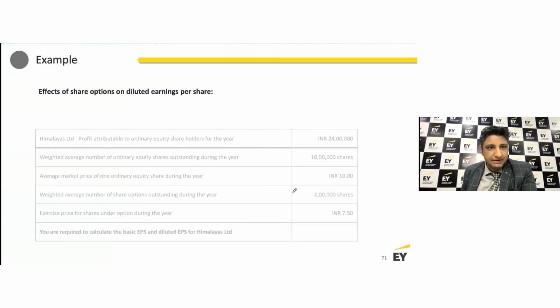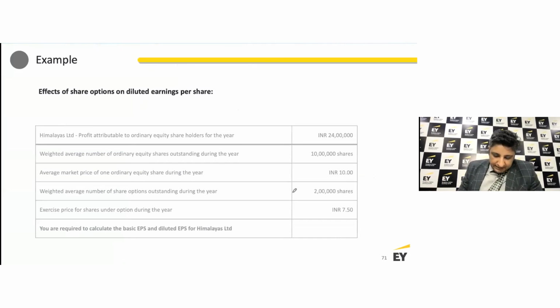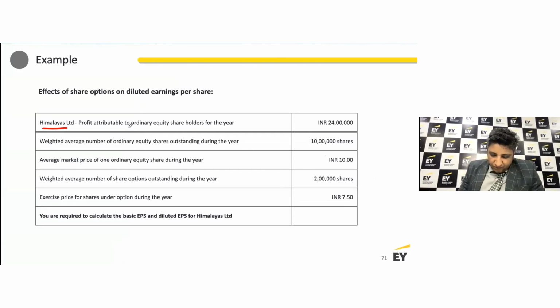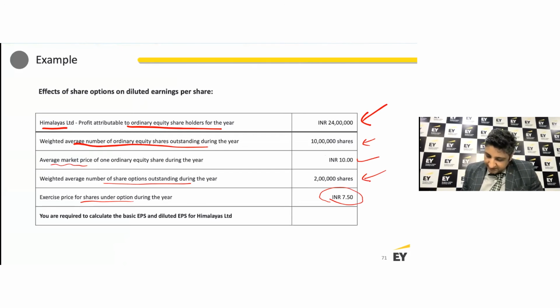So for example, there is a company, Himalayas Limited. The profit attributable to the shareholder is given as 24 lakh rupees. The weighted average number of shares outstanding are 10 lakh. Average market price is 10 rupees. The weighted average number of options are 2 lakh. And the exercise price is 7.5 rupees. The question is to calculate both the basic EPS and diluted EPS.